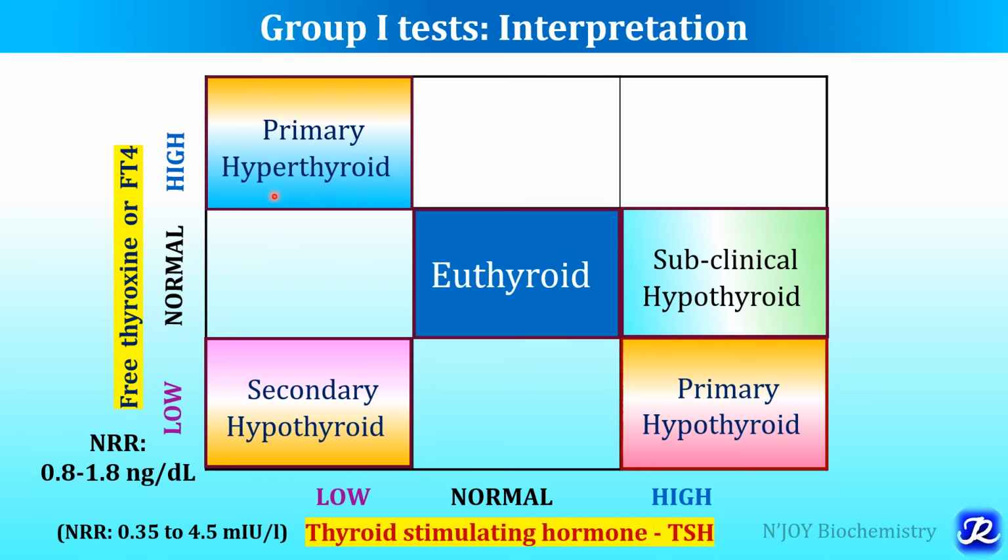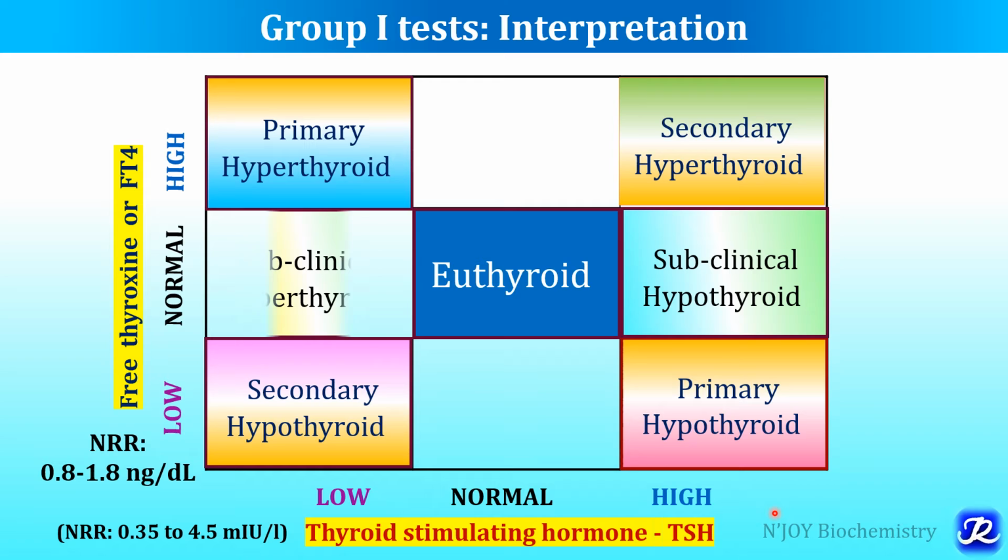Then comes primary hyperthyroidism. When there is a high free T4 level but the TSH level is low due to the negative feedback mechanism, and it is due to dysfunction of the thyroid gland itself, it is called primary hyperthyroidism. In secondary hyperthyroidism, the T4 level is high and the TSH level is also high. So secondary hyperthyroidism is characterized by increase in both TSH as well as free T4 level. Subclinical hyperthyroidism has normal free T4 and low TSH level.